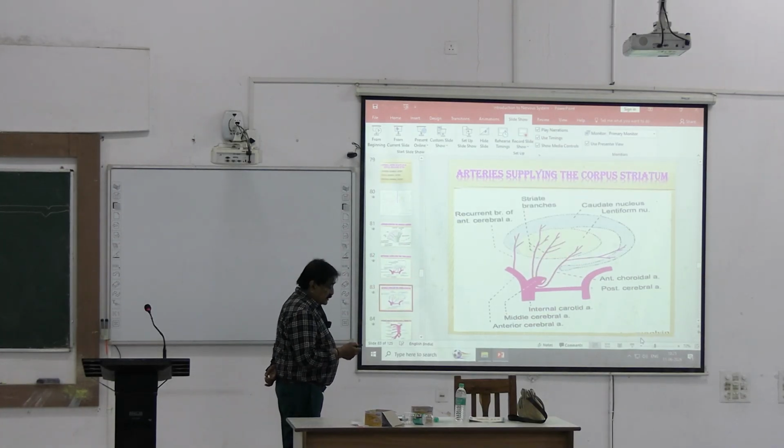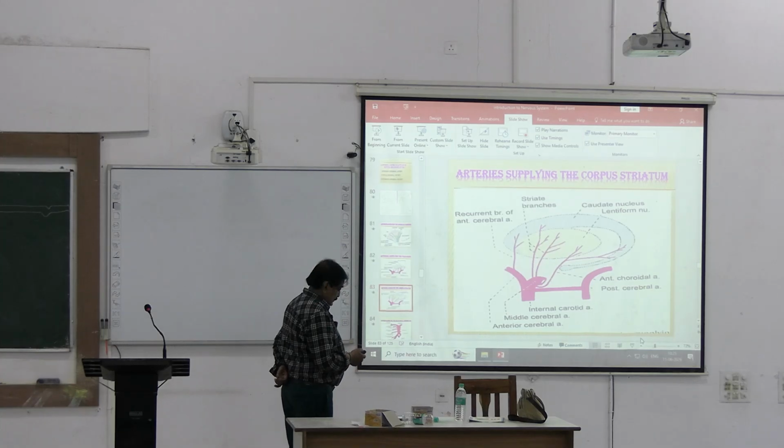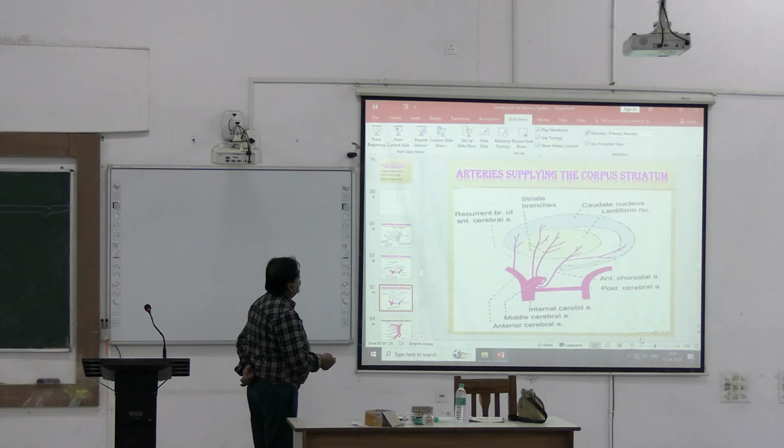Arteries supplying the corpus striatum. Now you can see the caudate nucleus, lentiform nucleus, anterior choroidal branch, posterior cerebral artery, this part, the middle cerebral artery, internal carotid artery, anterior cerebral artery, this portion. And these are giving branches and supplying the caudate nucleus, the lentiform nucleus, and straight branches here. Recurrent branch of the anterior cerebral artery.